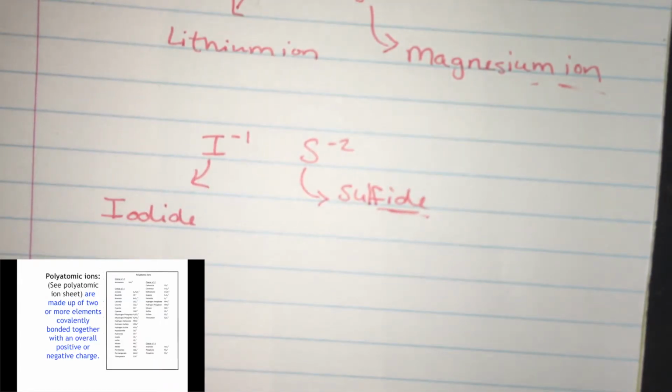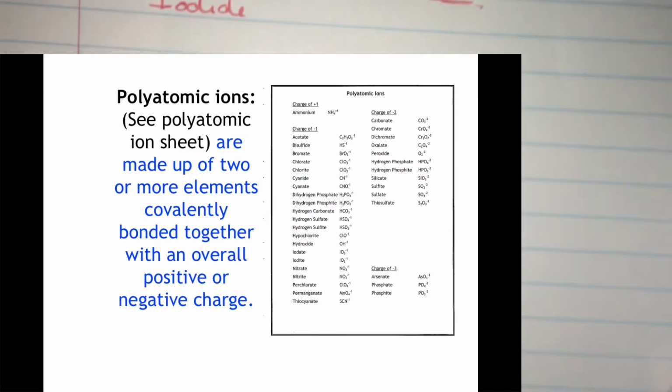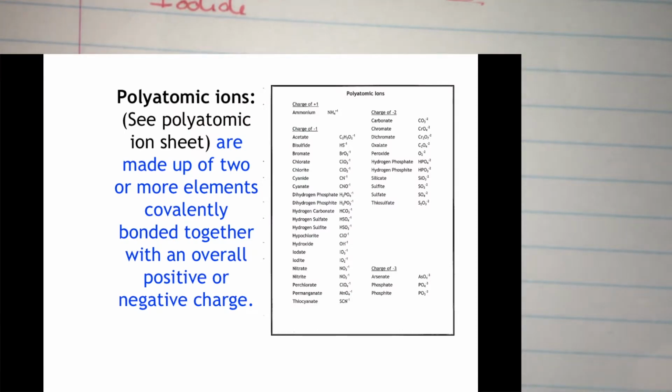Now with polyatomic ions, it's easier. You're just naming it its name. With this, I'm not really going to draw anything on here, so look at the PowerPoint. You'll notice that they're all here for you, and this will be given to you on every test from now on. You won't be expected to memorize this list.